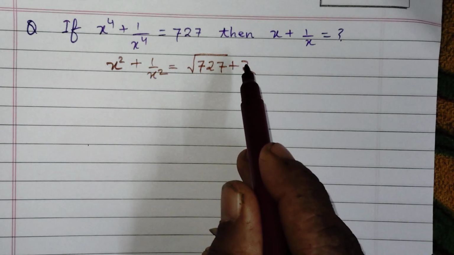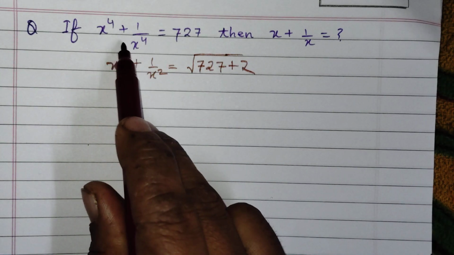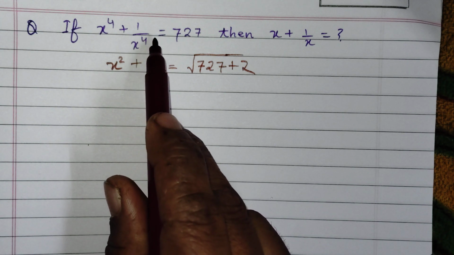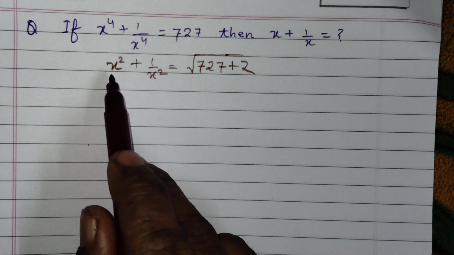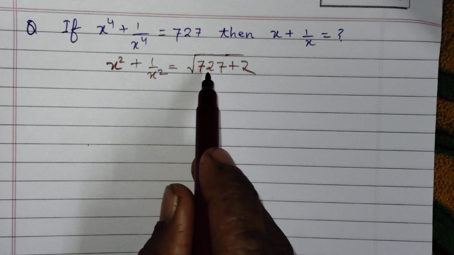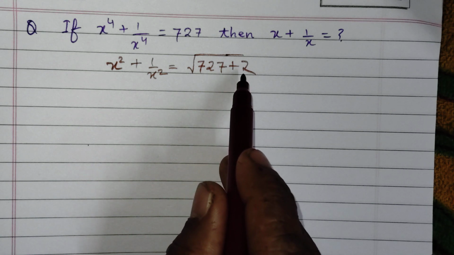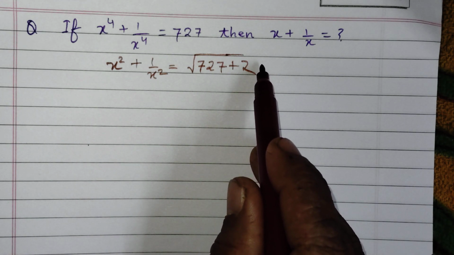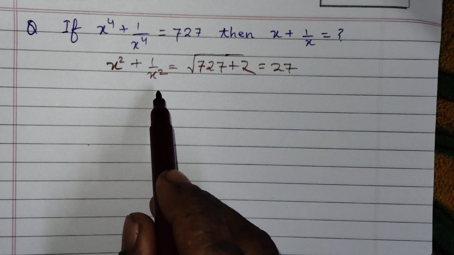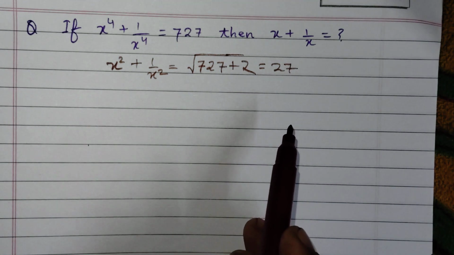So we do plus 2, because we are making the whole square of a plus b whole square. So there is a 2ab term. So 2 into x square into 1 upon x square gives 2, and squaring is removed by the square root sign. It becomes square root 727 plus 2, 729. In square root it gives us 27. So x square plus 1 upon x square is 27.